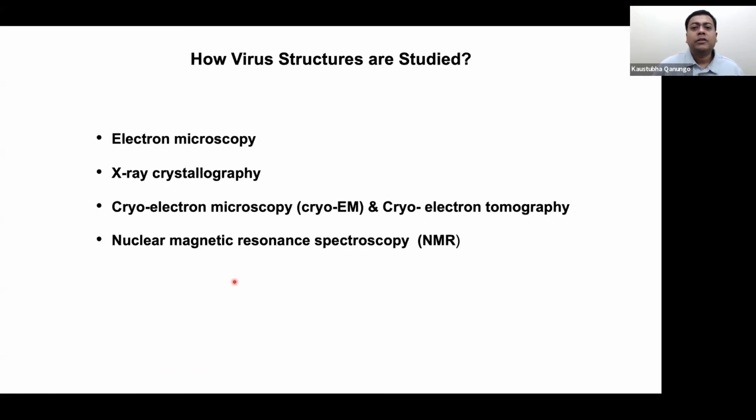So how do we study the viral structures? Electron microscopy paved the way, and then X-ray crystallography delivered the ultrastructure of these different viruses. And then lately, cryo-electron microscopy or cryo-electron tomography gave very, very high resolution structures, almost similar to the resolution of, or sometimes even better than, X-ray crystallography.